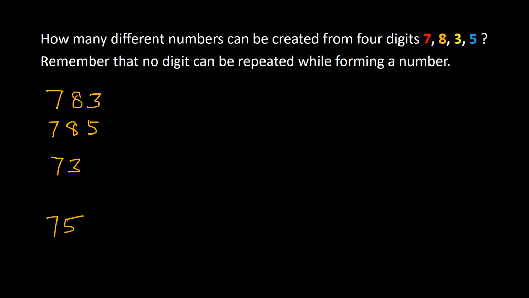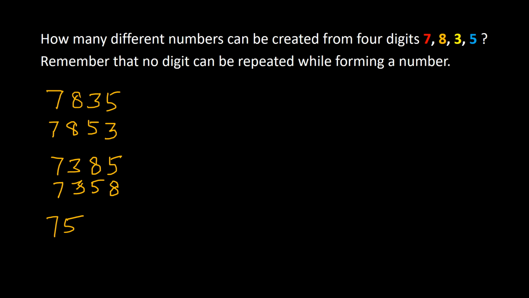Now in the first scenario, 7, 8, 3, the fourth digit can only be 5, and in the second number 7, 8, 5, the fourth digit can only be 3, because this is the only digit left. Now let us see the case of when the first digit is 7, second digit is 3, then the third digit can come in two ways. The third digit can be either 8, or the third digit can be 5. When the third digit is 8, then the fourth digit has to be 5 only, which is the only left out digit. And when the third digit is 5, then the last digit can be only 8.